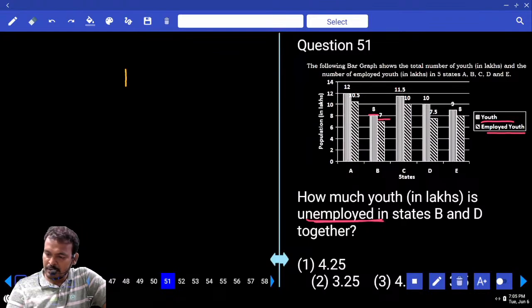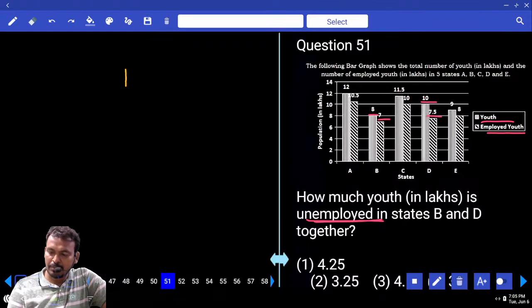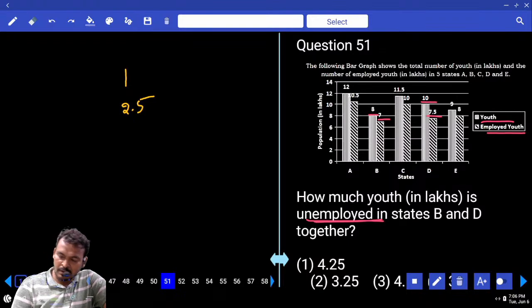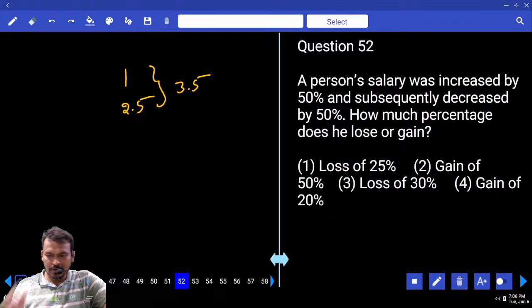Next, in D, 10 are youth, in that 7.5 are employed. What is unemployed? 2.5. What is the question here? Sum value. What is the sum? 3.5.